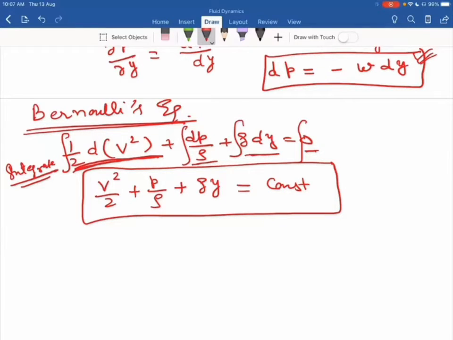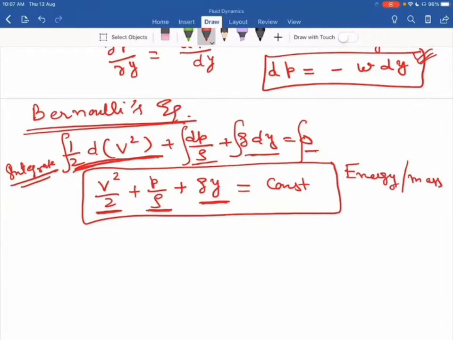So that means the first term gives us the kinetic energy per unit mass, that is v square by 2. p by rho is the pressure energy per unit mass. And the third is the potential energy per unit mass. So in this equation, each term gives us energy per unit mass. Or in other words, you can also say it like this.